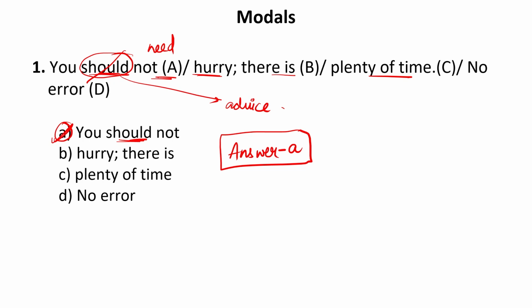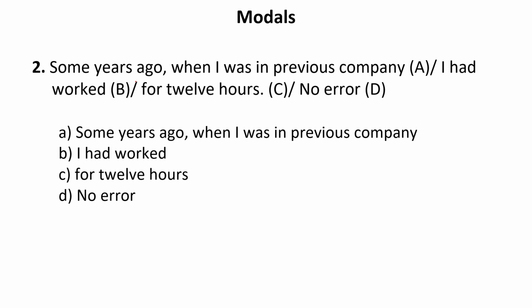Now let us move to the next sentence. Some years ago, when I was in previous company, I had worked for 12 hours. Now, if I see this sentence, it is written: some years ago when I was in previous company. It is written, I had worked. It means this is written in past perfect tense. But when I had worked for 12 hours, it means this is 12 hours a day. So this is a part of a day.